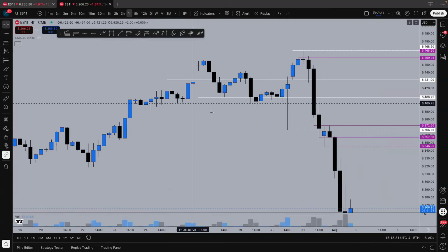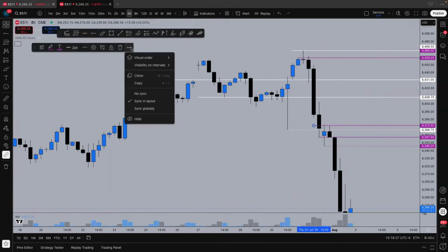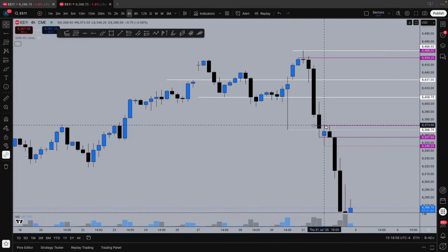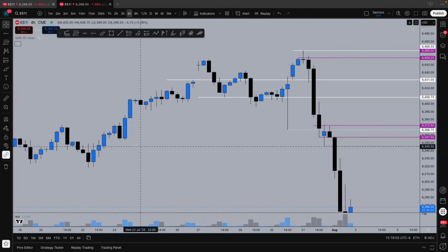When you're setting up your levels, you draw the line, you make it the color you want, you click on it, and then you go to these three dots, and you go visibility on intervals and go current interval and below. So I want my higher time frame levels to show up on my lower time frame charts. I don't want all the lower time frame levels showing up on my higher time frame charts because it gets really cluttered when you're zoomed out like that. You just have levels everywhere and it gets super messy. And then once you've got everything set up, you just click here, save drawing template as, and label it whatever you want.